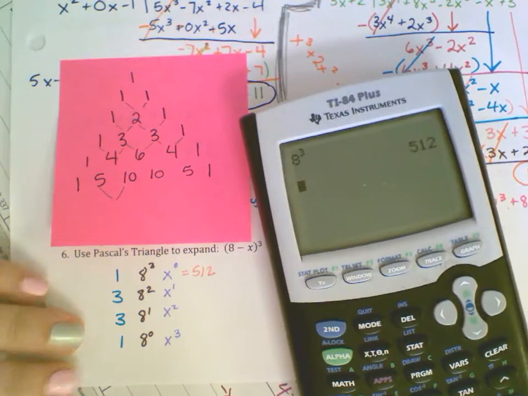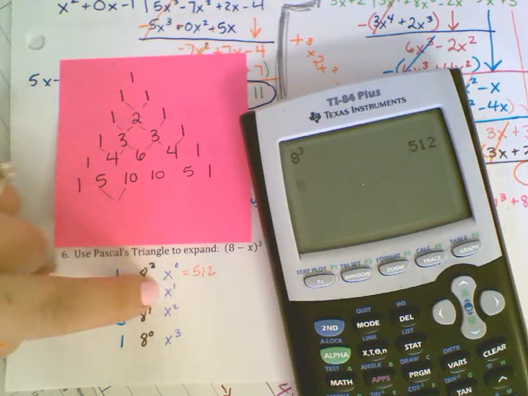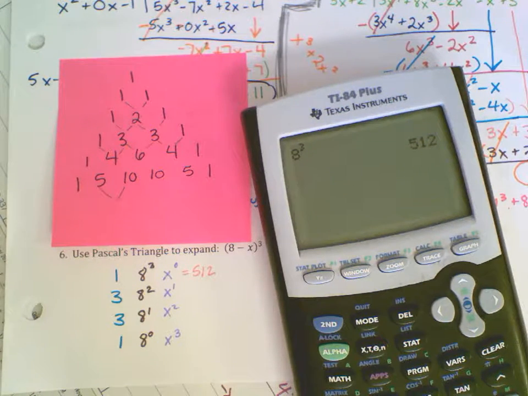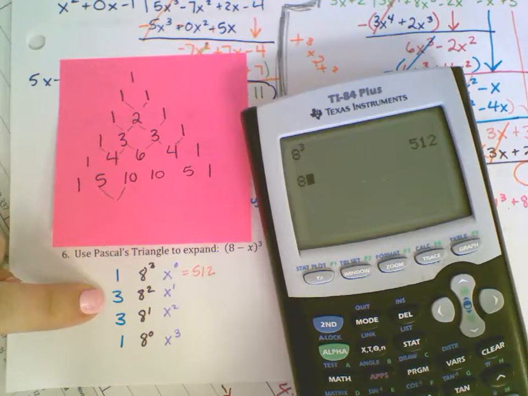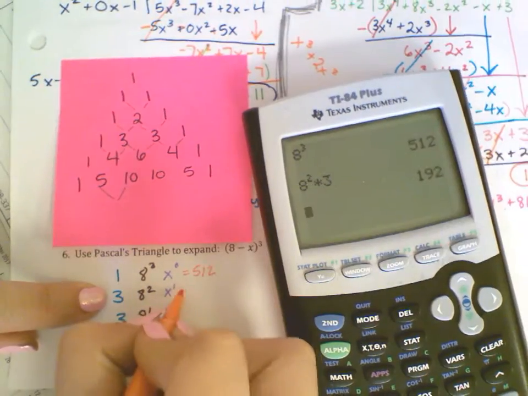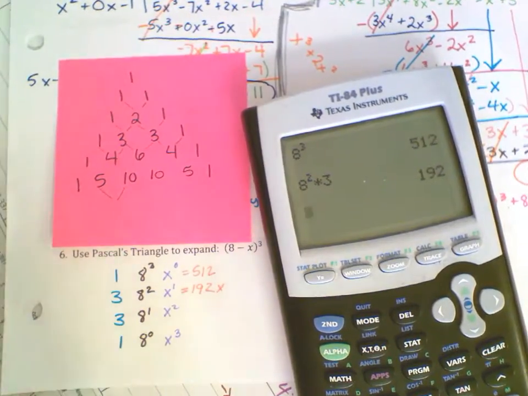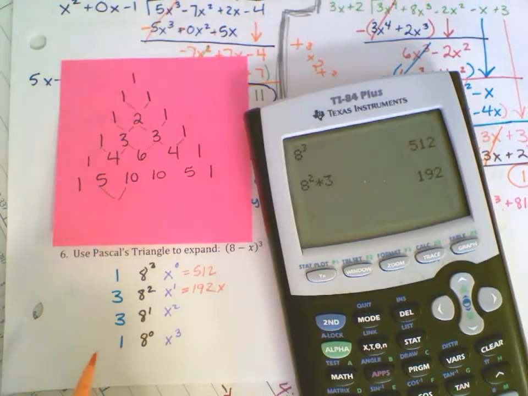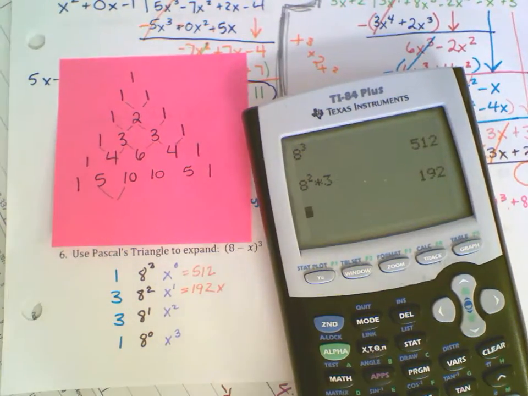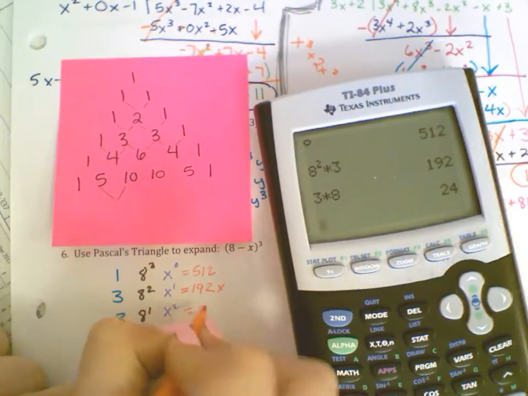Then I have 3 times 8 squared times x to the 1st. X to the 1st is just x, so I'll attach an x at the end. And I'll say 8 squared times 3 gives me 192x, because that's x to the 1st. Then I have 3 times 8 to the 1st. So 3 times 8 gives me 24 times x squared. So we've got 24x squared.